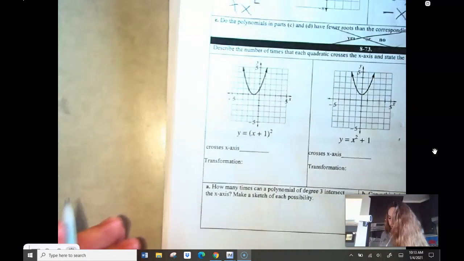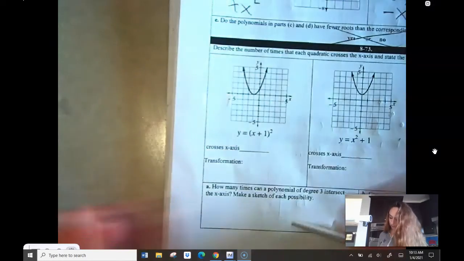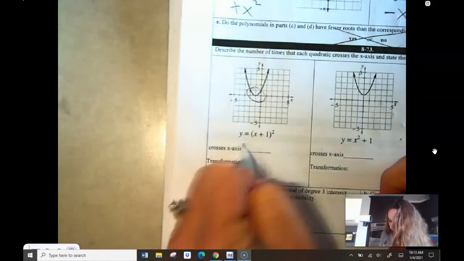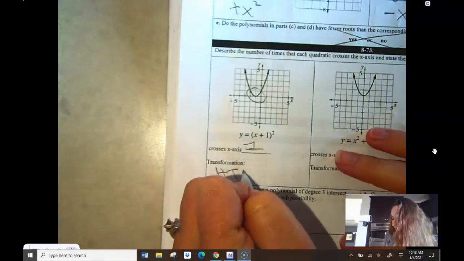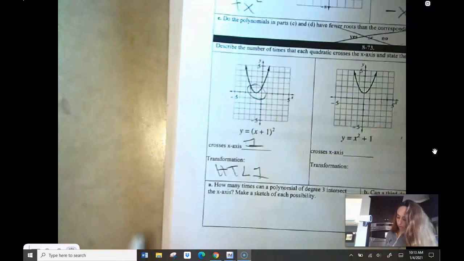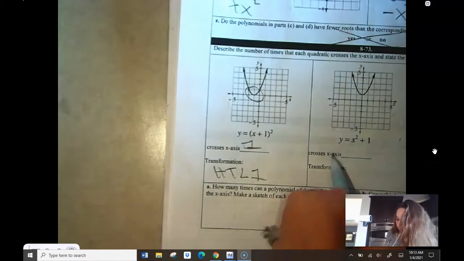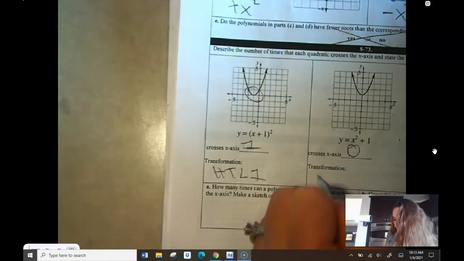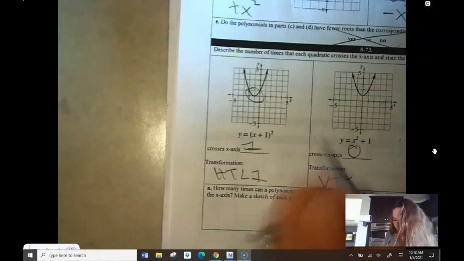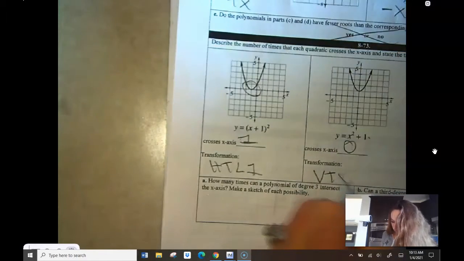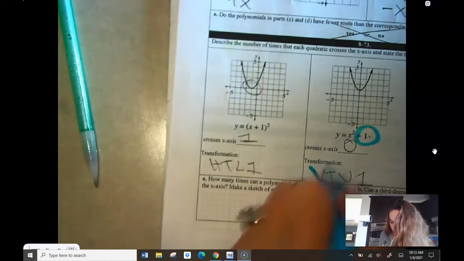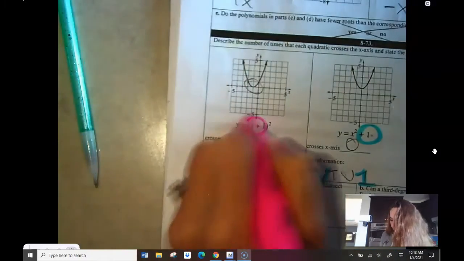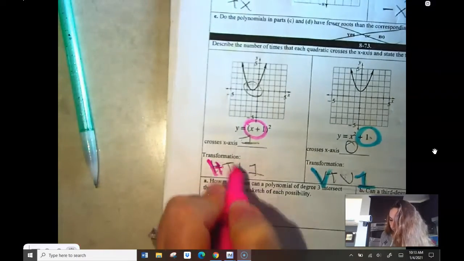Okay, how many times does it cross the x-axis? It crosses 1 time. That means it's a horizontal translation. Left 1. Okay. This one doesn't cross the x-axis at all, and this is a vertical translation. Up 1. Let me color code, of course. Remember, when it's vertical, it's with the y. When it's horizontal, it's with the x, but it's not a straight shooter.